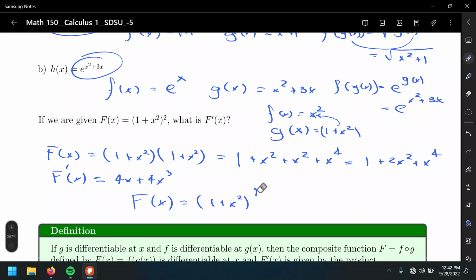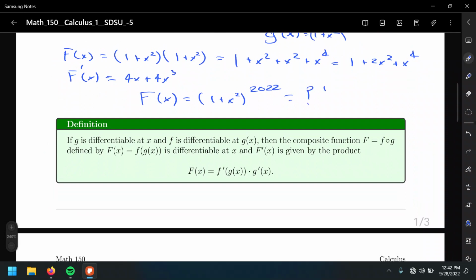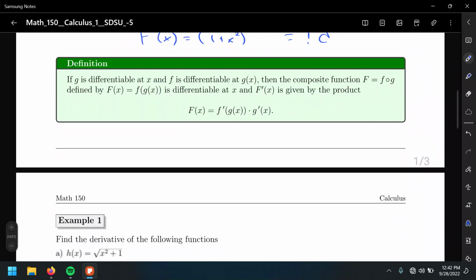What about to the 2022nd power? And in fact, I will do that. But I'm not going to do that by foiling this 2022 times. Of course, we're going to use the chain rule in this case. Well, let's look at the definition for the chain rule. Hopefully we get the chance to do a couple of exercises. We'll see about this, all right?